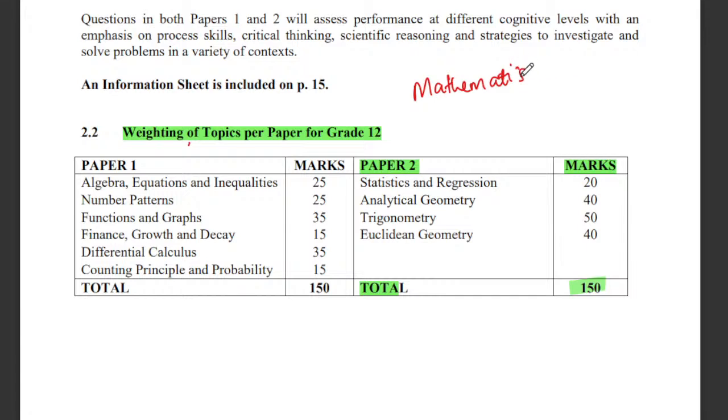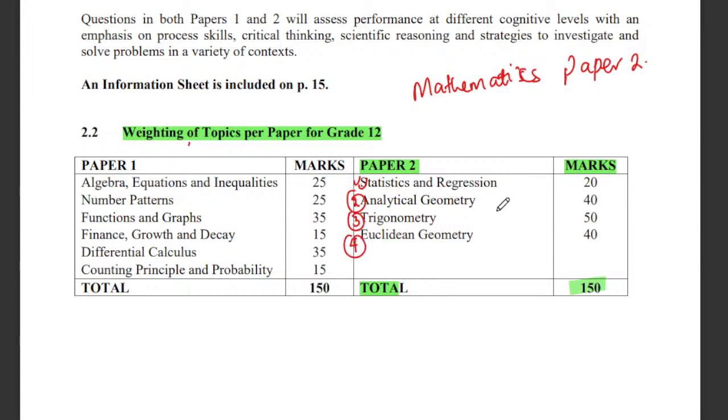Okay. So with paper 2, we have basically 4 topics that we're going to be looking at. Number 1, it is statistics and regression. Then we also have analytical geometry, we have trigonometry, and then lastly, we have the Euclidean geometry.